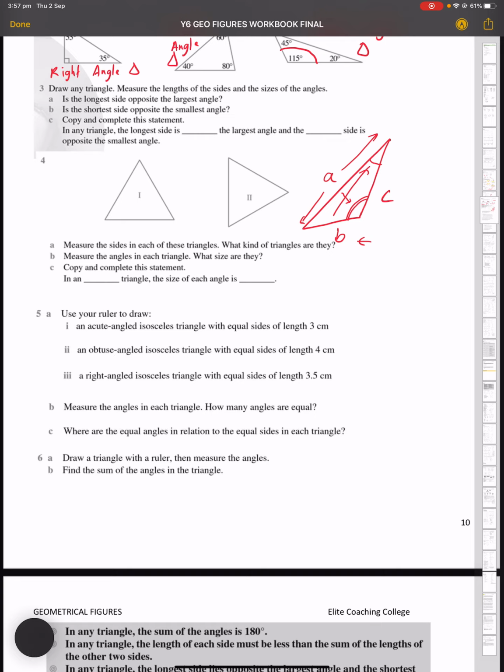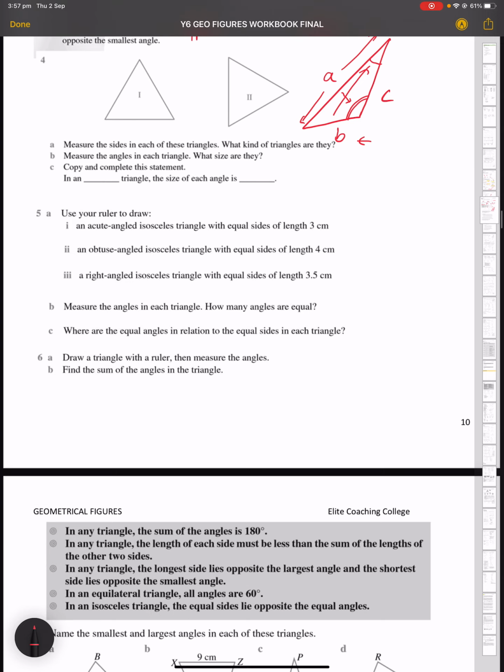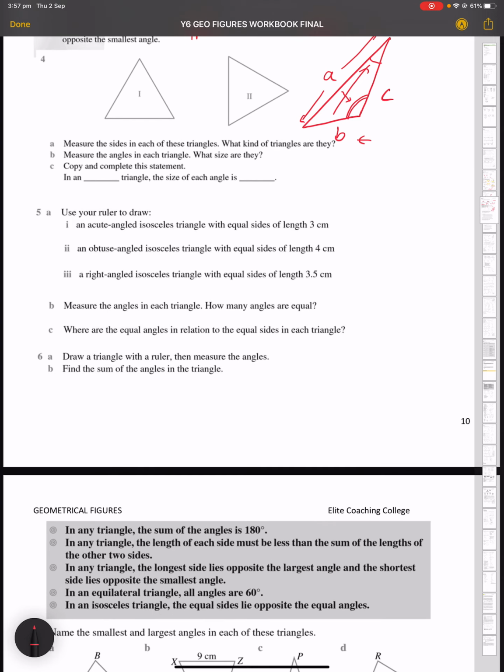Now question C says, in any triangle, the longest side is opposite the largest angle and the shortest side is opposite the smallest angle. Okay. Question 4. Measure the sides in each of these triangles. What kind of triangles are they?